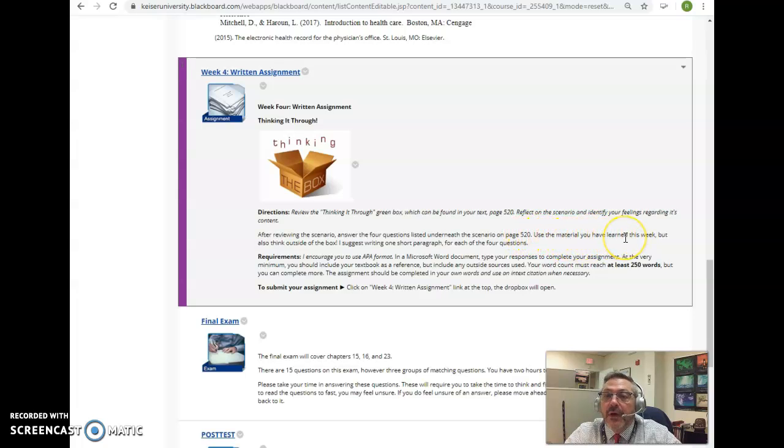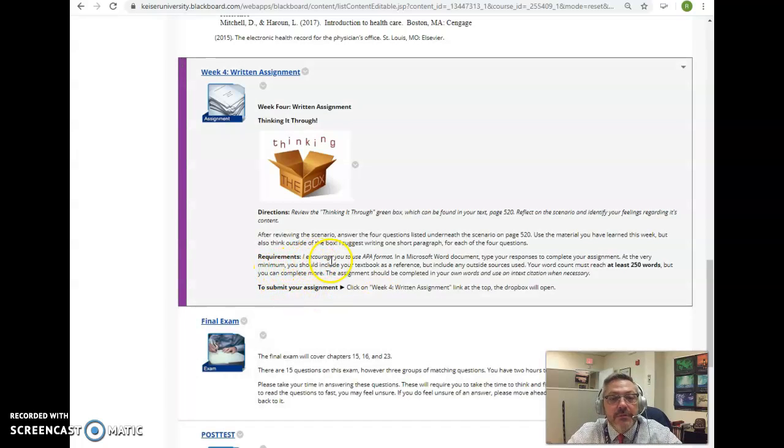Use the material that you have learned this week through your weekly reading, but also think outside the box. I suggest writing 1 short paragraph for each of the 4 questions. So make sure that as you answer the question, you're using 1 paragraph. The next question answers another paragraph.